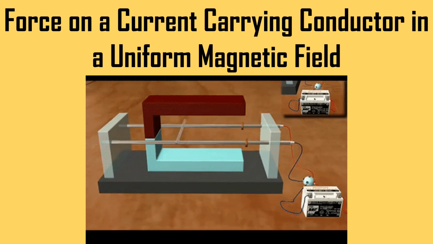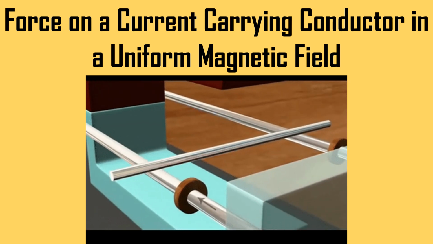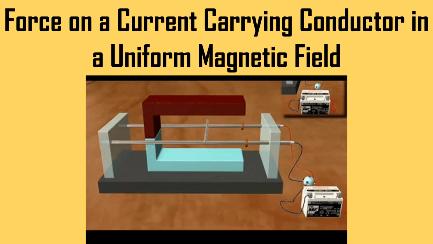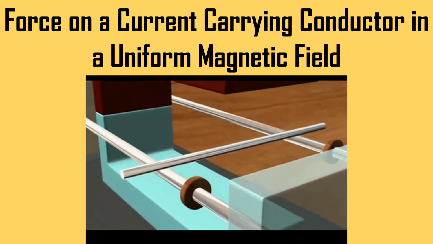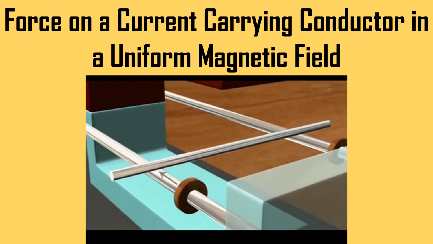Earlier in this chapter, we have learned that a conductor or a wire with a current flow will produce a magnetic field around it. This magnetic field will exert a force towards a permanent U-shaped magnet near to the conductor. So how does this conductor move?